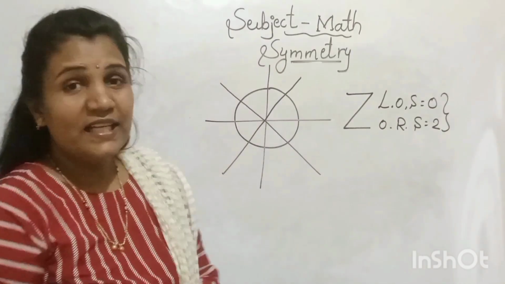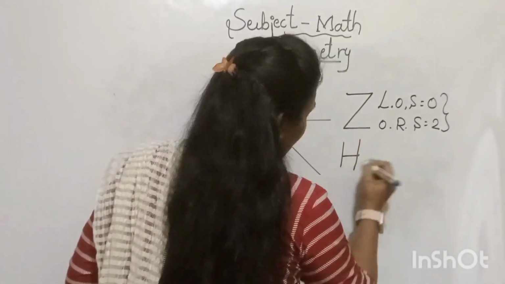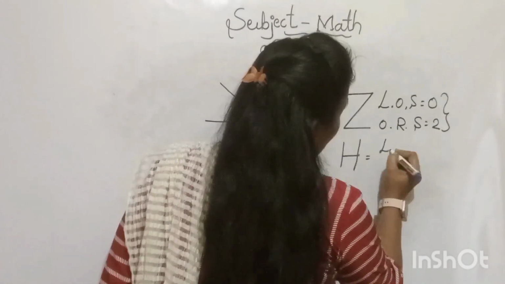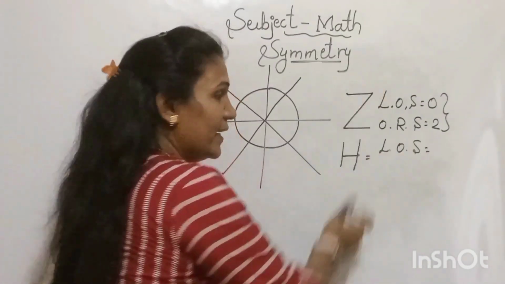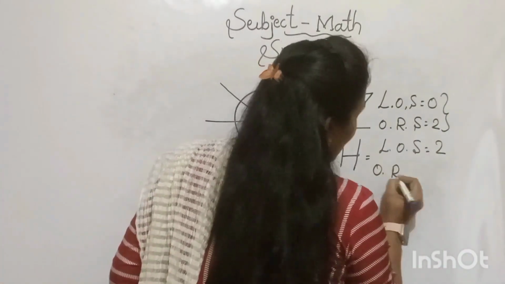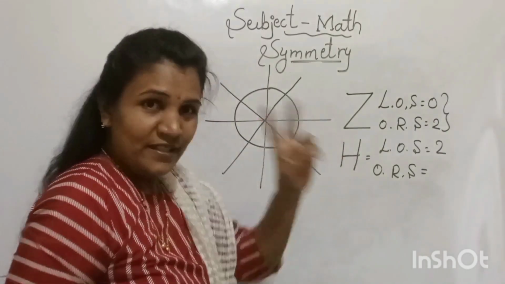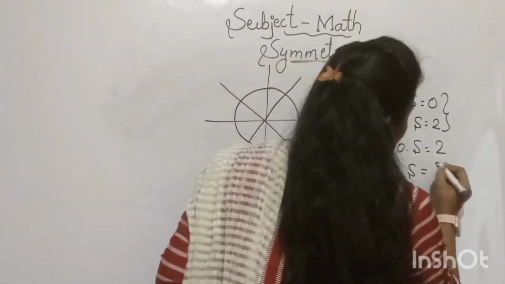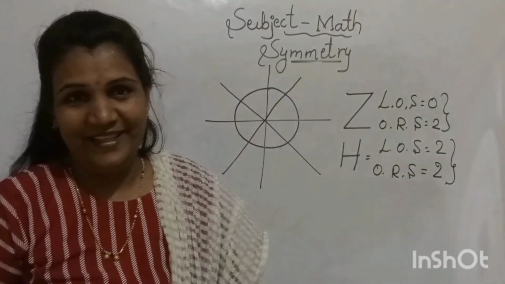Like that we'll take the letter H. Can you tell the lines of symmetry? How many? Horizontally 1 and vertically 1. That is 2. And the order of rotational symmetry for the letter H, how many times? Again twice. 2 times it will get the order of rotational symmetry.